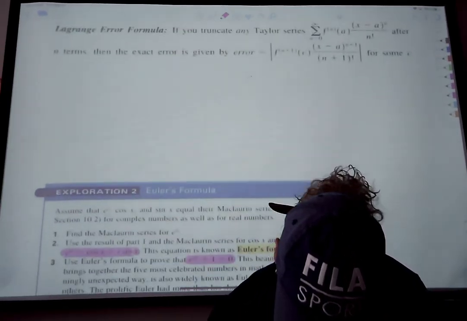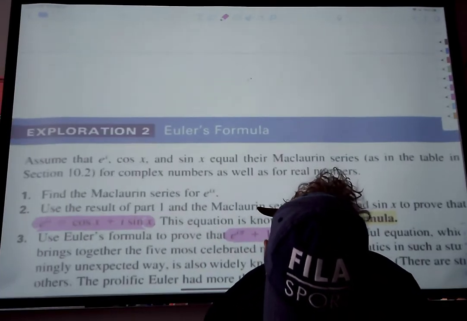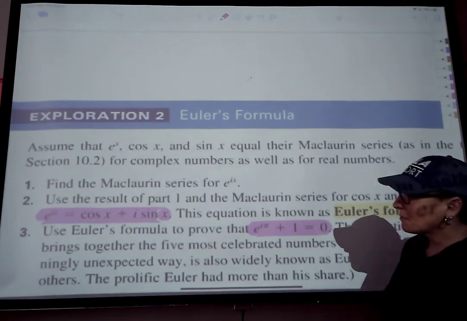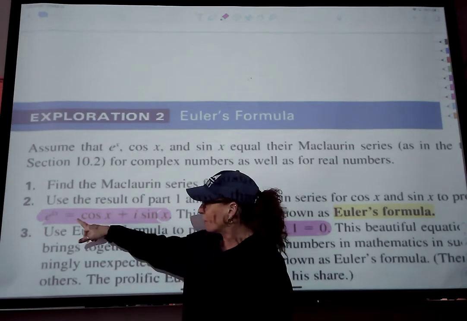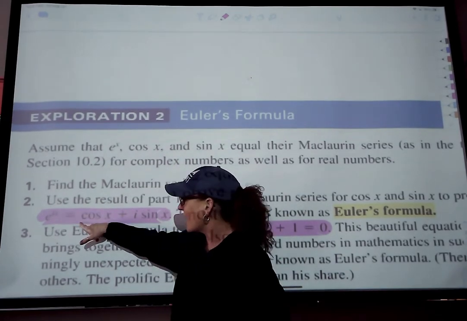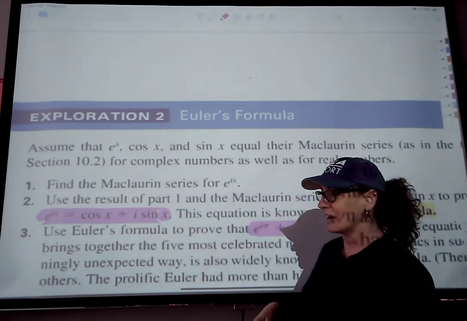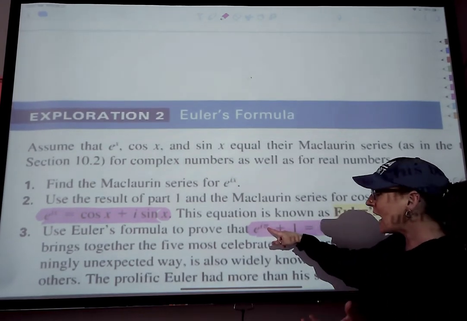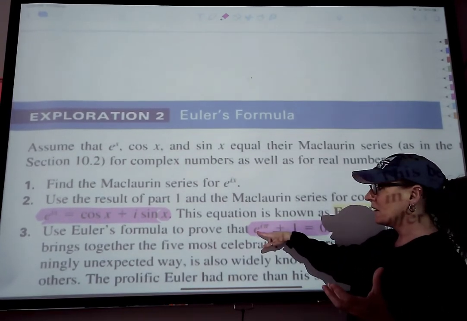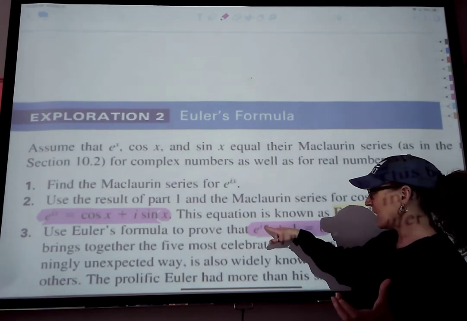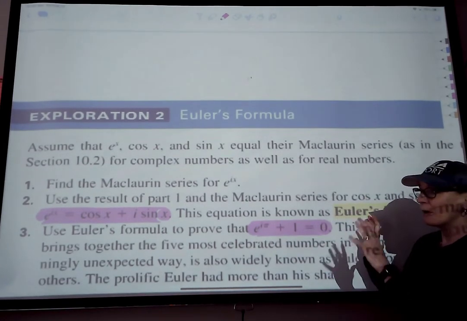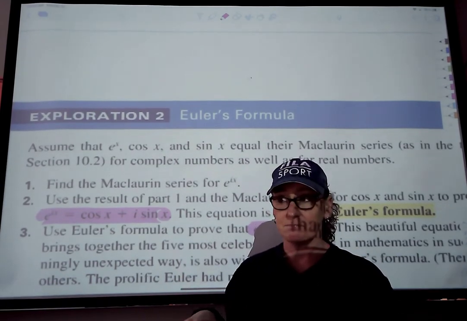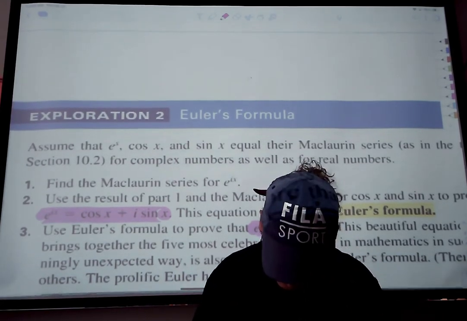Alrighty, now let's work on Euler's formula. You nerds have probably seen Euler's formula somewhere before. It looks like this: e to the ix equals cosine x plus i sine x. And when I sub in pi, I get e to the i pi plus 1 equals 0. I'm going to show you where this comes from. It's not difficult, and it's kind of cool.